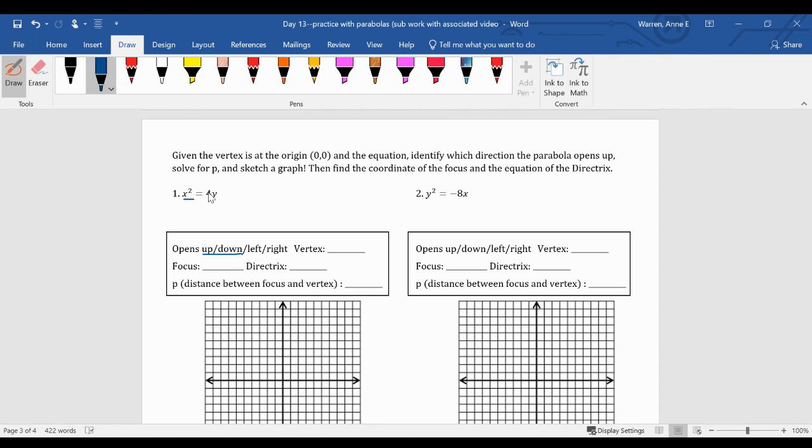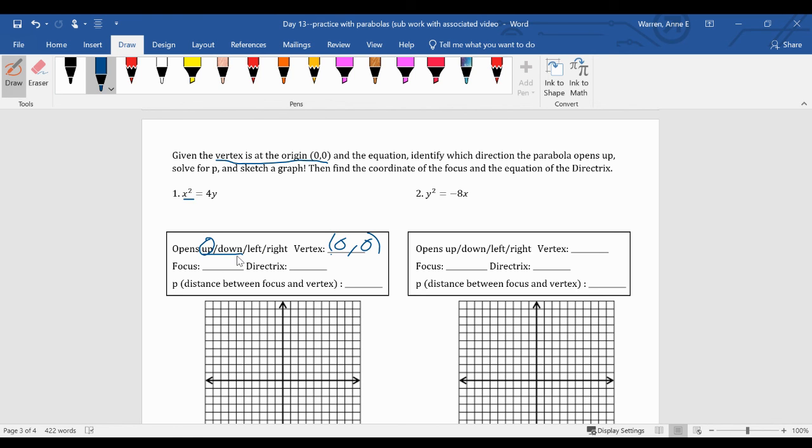And then we see that P will be positive, right? There's no negative sign here. So that tells me that this one will open up. The vertex, we're told that for all these problems, the vertex is at the origin. Probably starting tomorrow, we'll look at ones that aren't at the origin. But the vertex was basically given as 0, 0 for all of these problems. And you can also tell because there's no numbers being added or subtracted from x and y. That's what tells you that the vertex is 0, 0 if it weren't given.